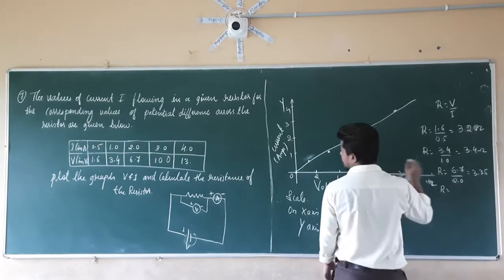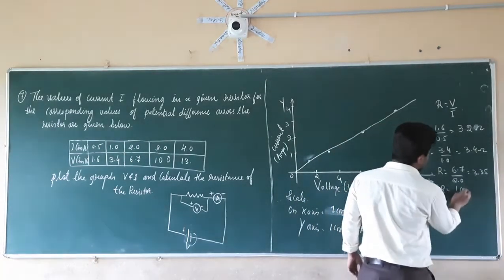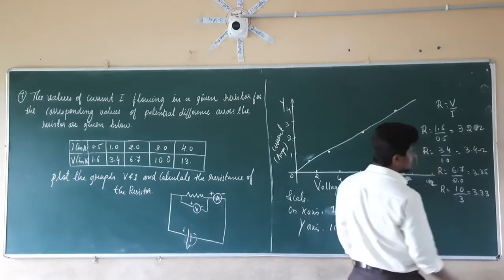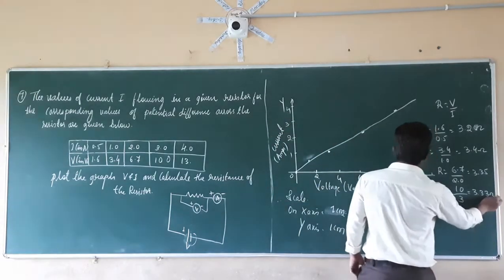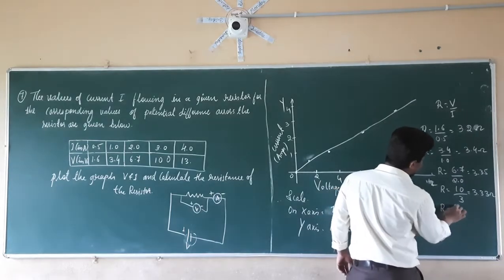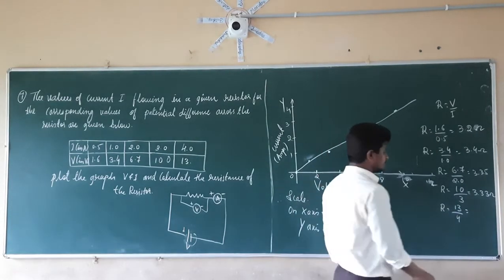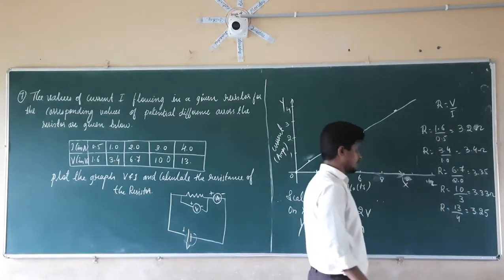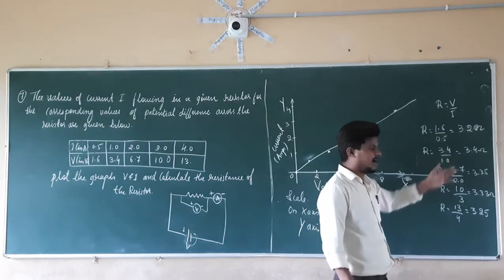If you take the next R there, V is equal to 10 and I is equal to 3, so 10 divided by 3 is equal to 3.33 ohms. Now consider the last value, that is nothing but 13 divided by 4, which is equal to 3.25 ohms. So to find out the resistance here, we have to take the mean of all those R values.